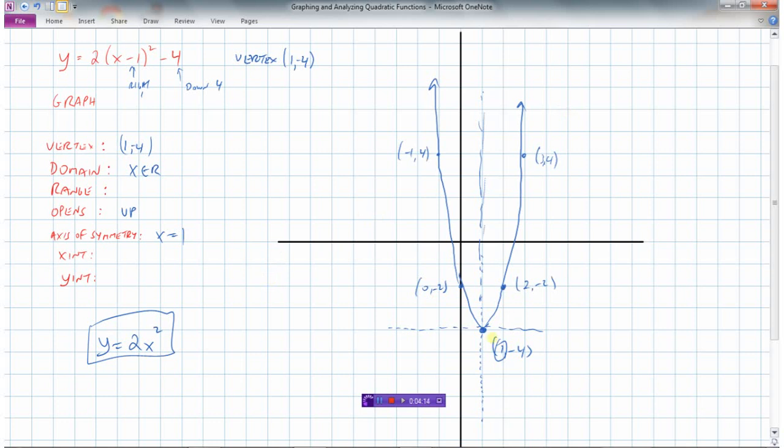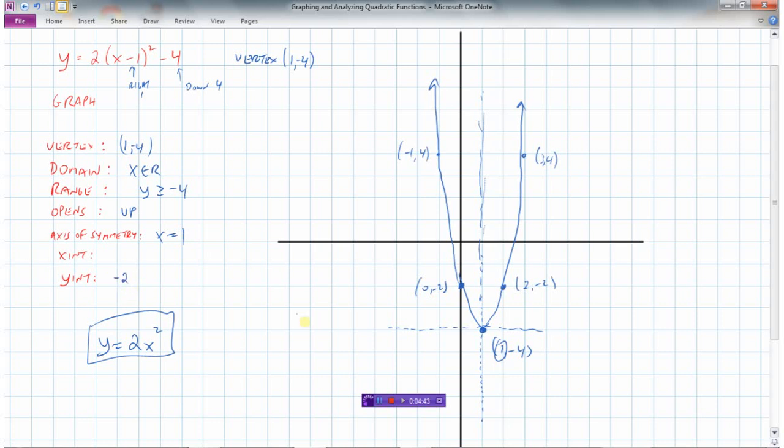The range, well, we have a minimum in this one because it's opening up. So the range would be y values greater than or equal to negative 4. Negative 4 was our minimum value here, so we have all the y values greater than or equal to negative 4. Now we've got to find the x-intercept and the y-intercept. The y-intercept's easy because one of our key points is sitting right here on the y-axis. So we can say the y-intercept is minus 2.